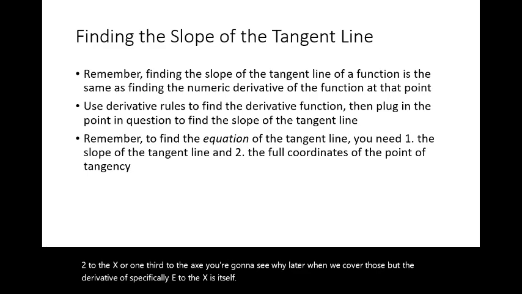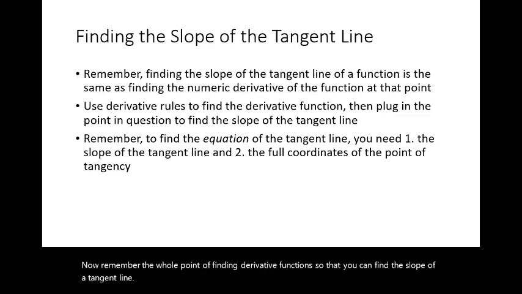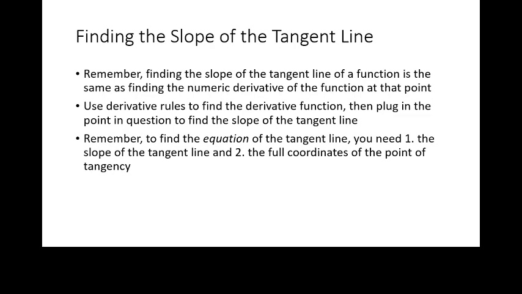Now remember, the whole point of finding derivative functions is so that you can find the slope of a tangent line. So finding the slope of the tangent line is the same as finding the numeric derivative of the function at that point. That numeric derivative that we calculated a couple slides ago was the slope of the tangent line at the point in question. So using derivative rules, we can find the derivative function, and then use it to plug in the point in question and get the slope of the tangent line.